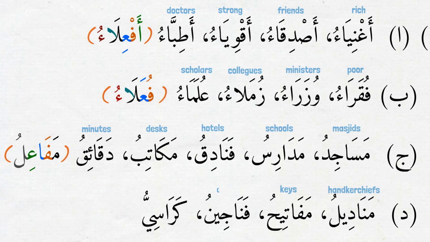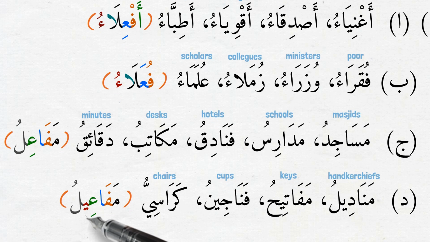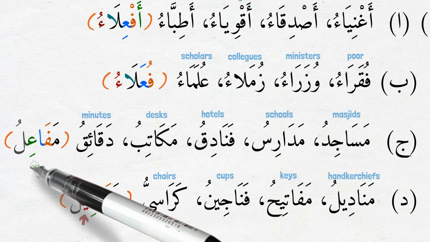مفاتيح, فناجين, and كراسي. If you notice, there is a small variation between this pattern and the last pattern that we just saw. Can you figure that difference? The words like مناديل ومفاتيح follow the pattern مفاعيل, which has an elongated kasra after ayn by addition of the letter ya. The previous pattern was مفاعل with short kasra below ayn.